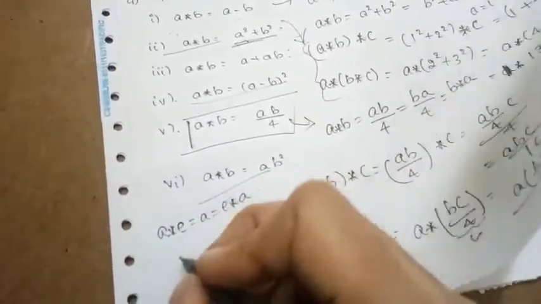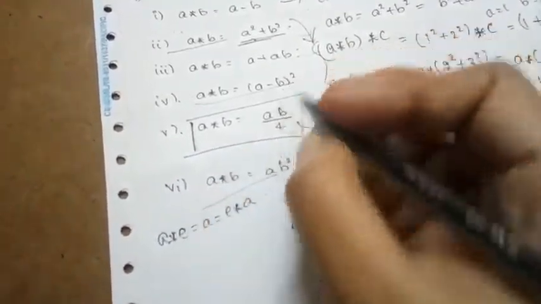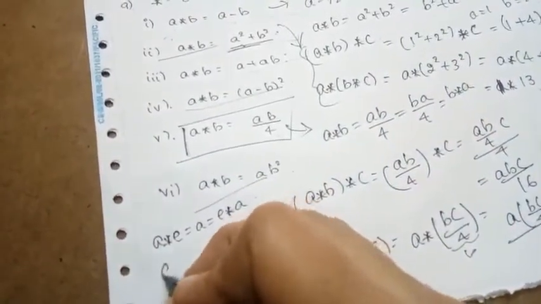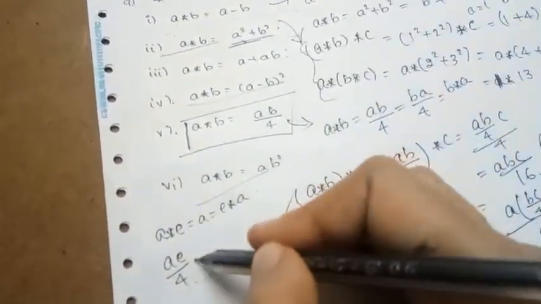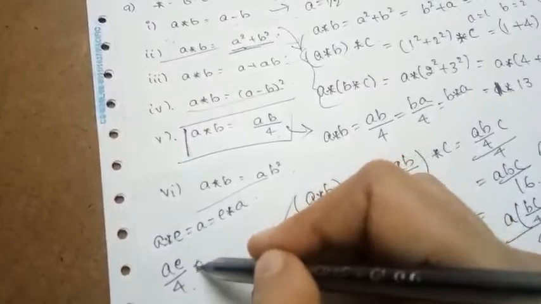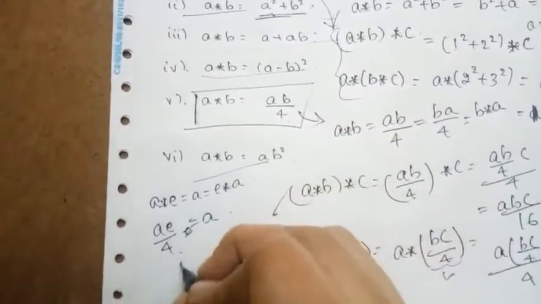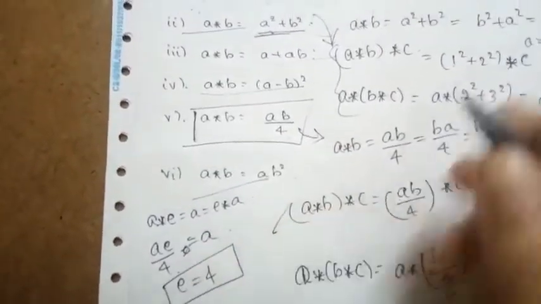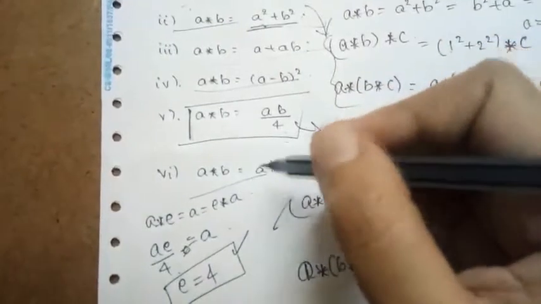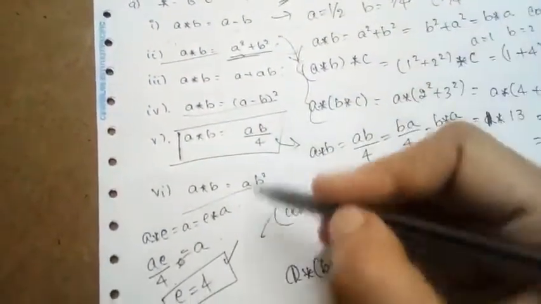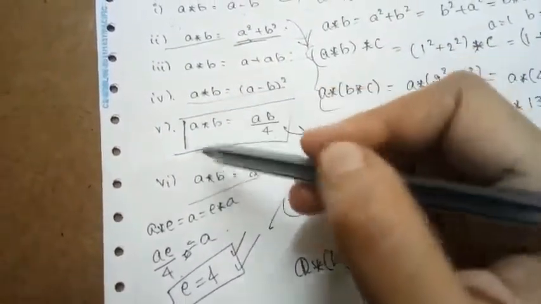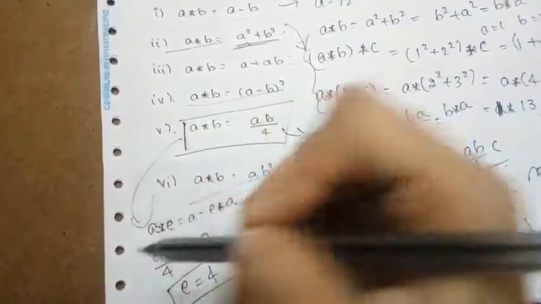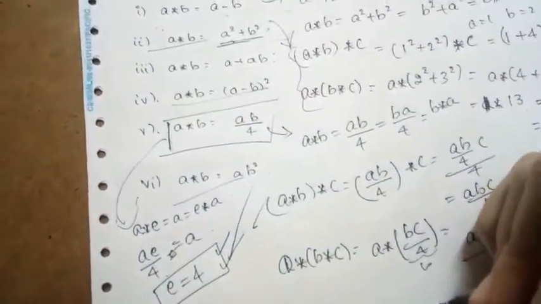Now what is a star e? According to this definition, it is nothing but ae by 4, and e star a should also be ae by 4, which is what the definition is saying. So this must be equal to a. What value of e are we going to get? The e value is equal to 4. So the 10th question asks, among these 6, which has the identity element and which is the identity element. So e equal to 4 is the identity element possessed by this one. This is how we find the identity element.